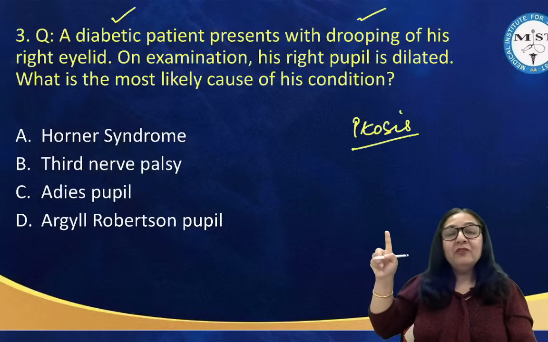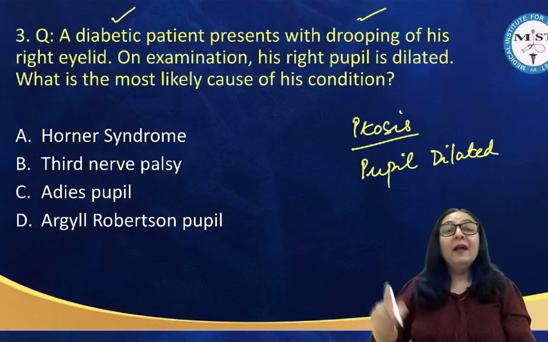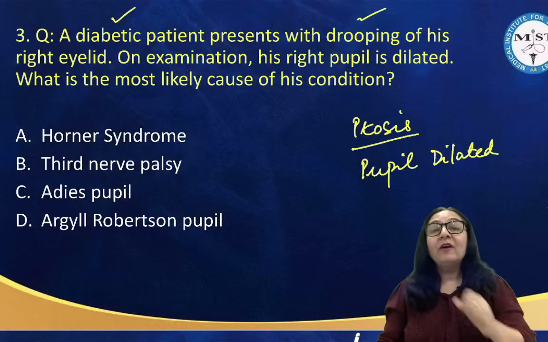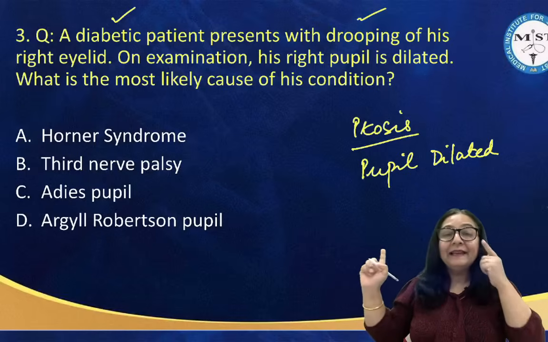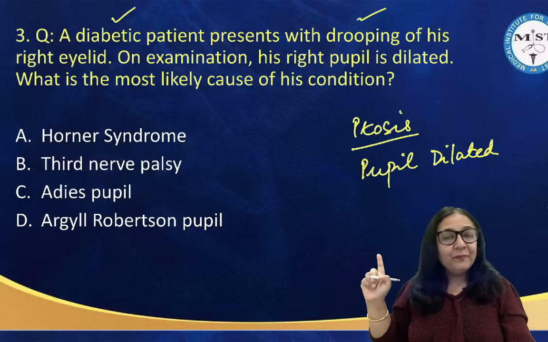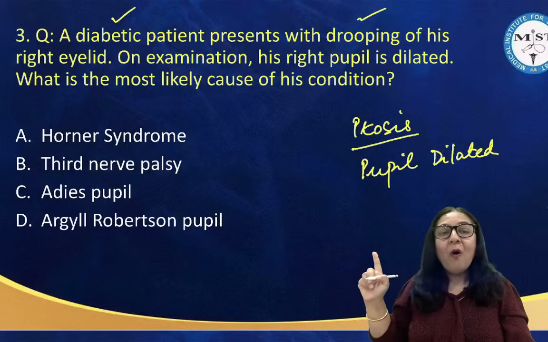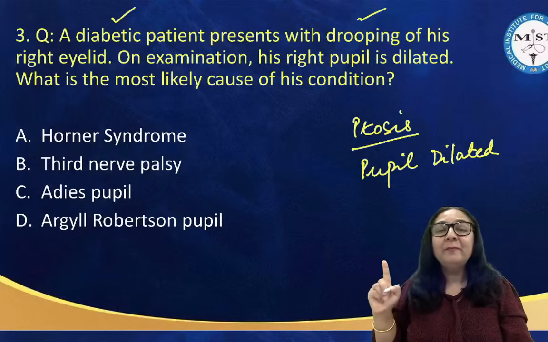When you examine, you find his right pupil is also dilated. So, same eye, there is pupil involvement as well. What is the most likely cause of this condition? Is it Horner syndrome? Is it third nerve palsy? Is it Adie's pupil? Or is it Argyll-Robertson pupil? Again, friends, do not jump to the answer.